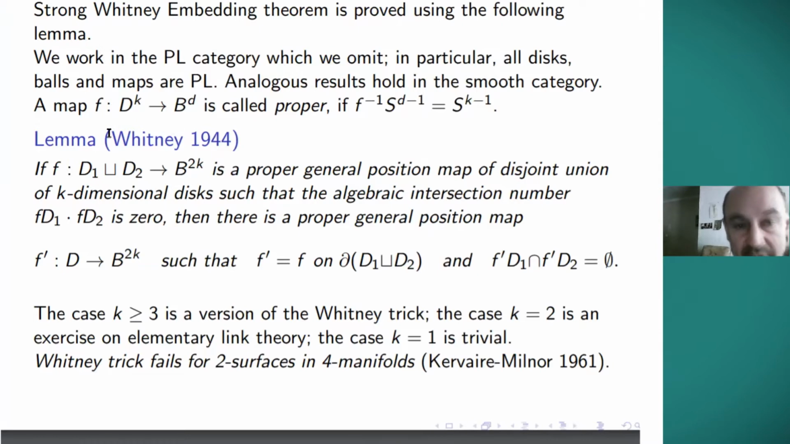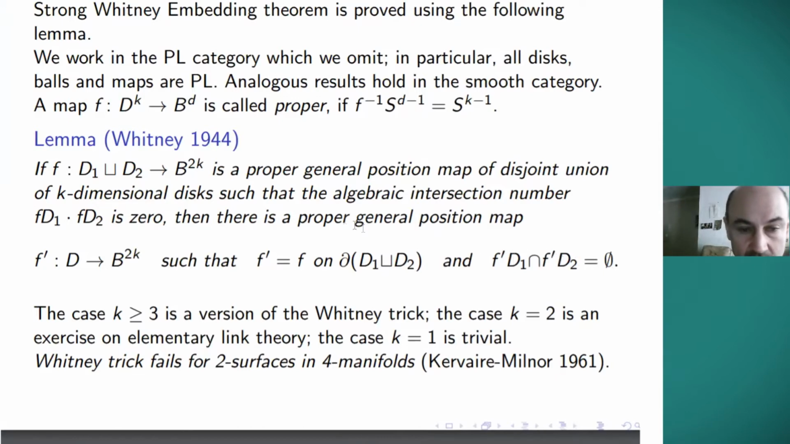So let me present the standard Whitney lemma. It states that if there is a proper general position map of a disjoint union of k-dimensional disks into a 2k-dimensional ball, and if the algebraic intersection number is 0, then there is a proper general position map of the same disjoint union, denoted by D, which coincides with the initial map on the boundary and under which the images of the disks are disjoint. So the meaning is like on the previous figure: the images of disks under F intersect, but the images of disks under F prime are disjoint.